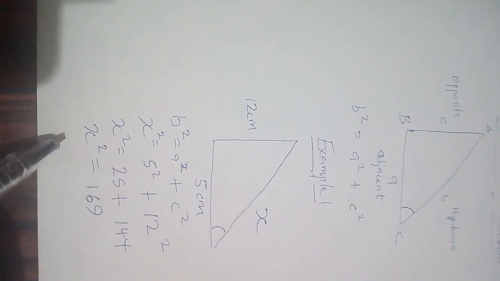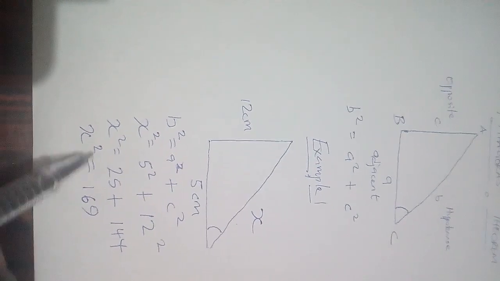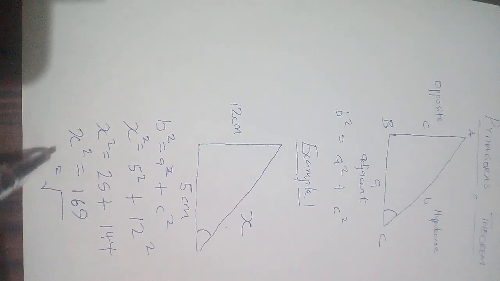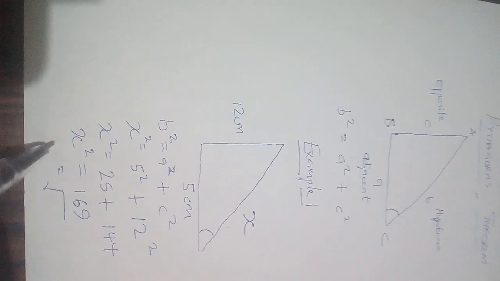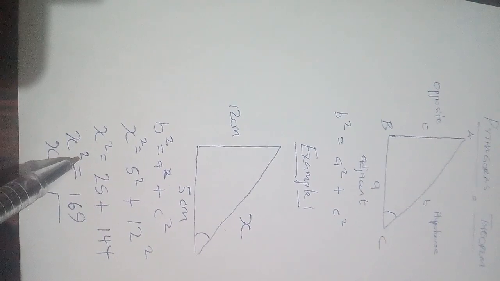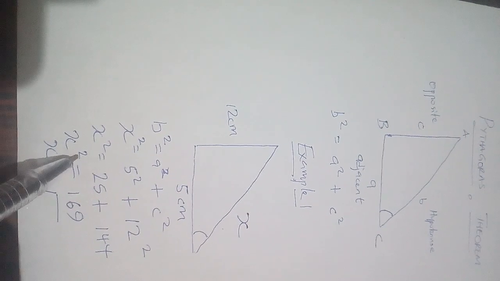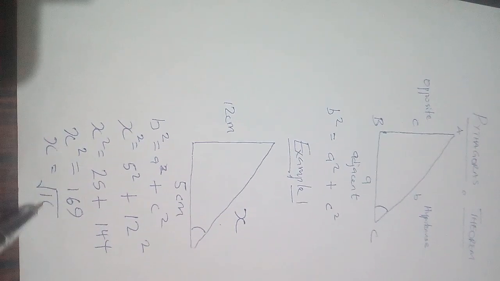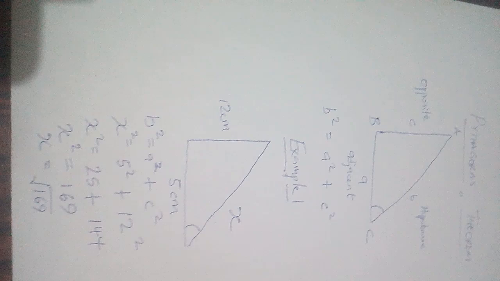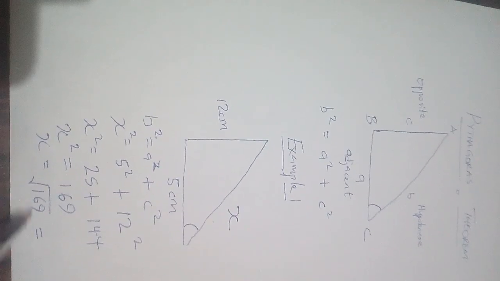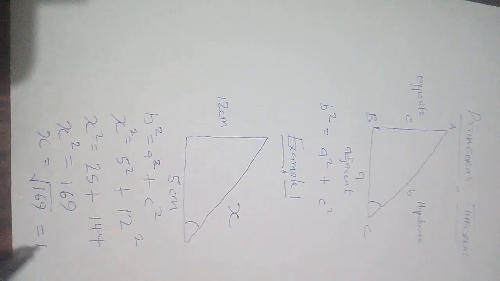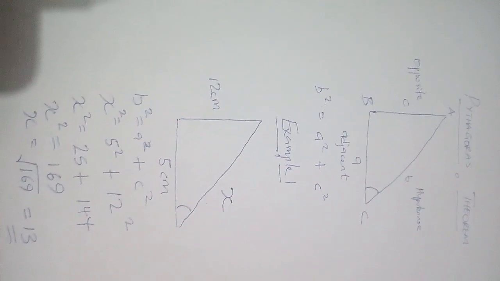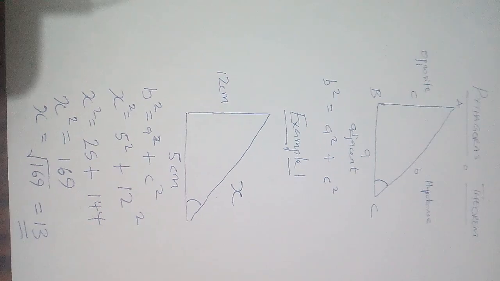Therefore, our square will cross over the equal to sign to become square root. So when square crosses over, x will be left here. This will become the square root. Square root of 169. So our x is equal to what? Square root of 169 is 13. Do you understand that as example 1? Good.